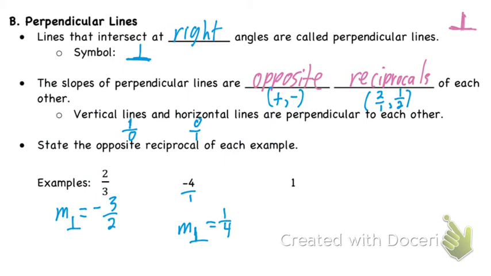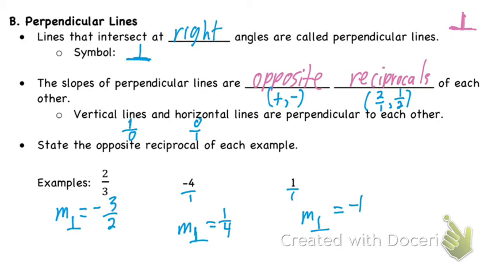What if the slope is 1? What would be the opposite reciprocal? -1 over 1. -1? Yeah, if you put 1/1 and -1/1, isn't that the same thing as -1? So you could write -1/1, or you could write -1. Either one's okay, because they're the same thing. That makes sense? Yeah.